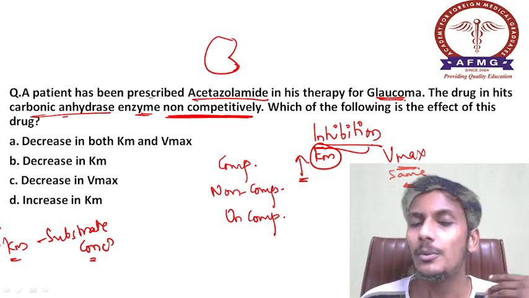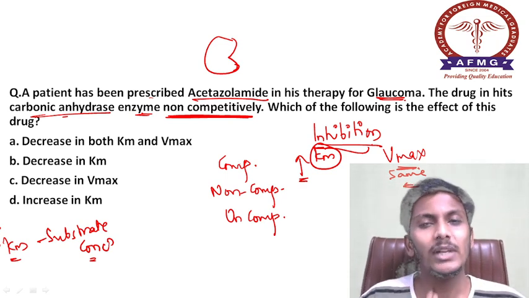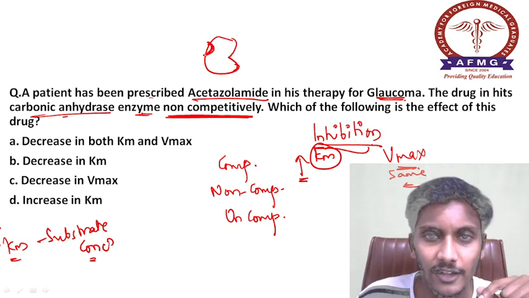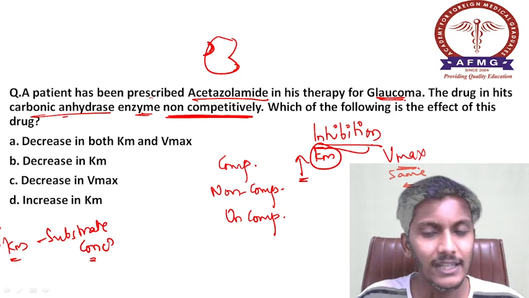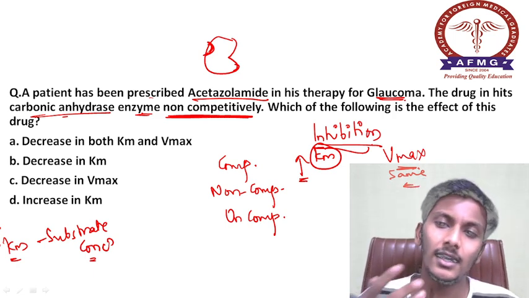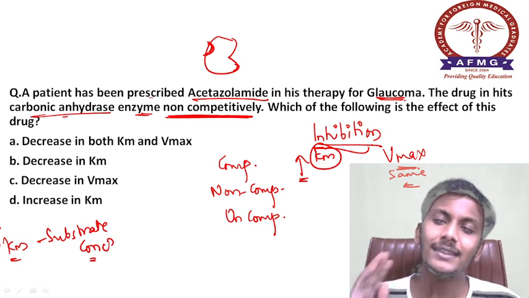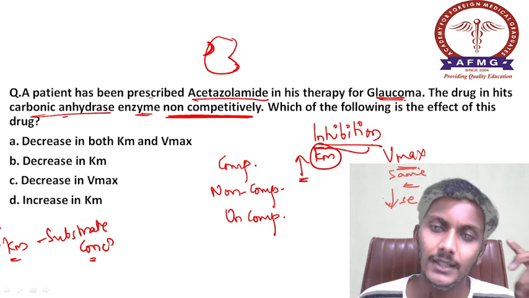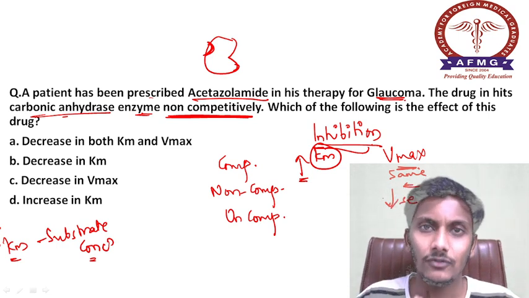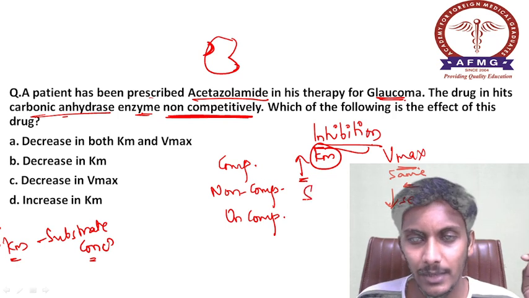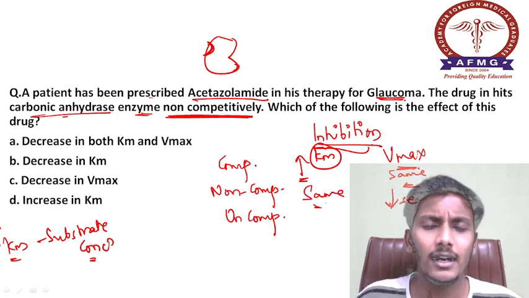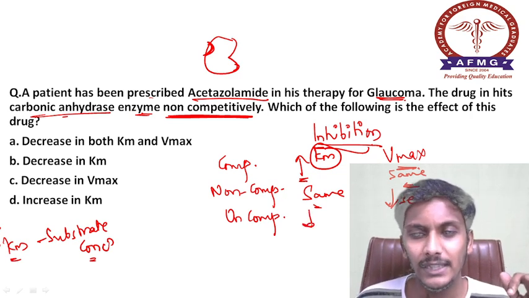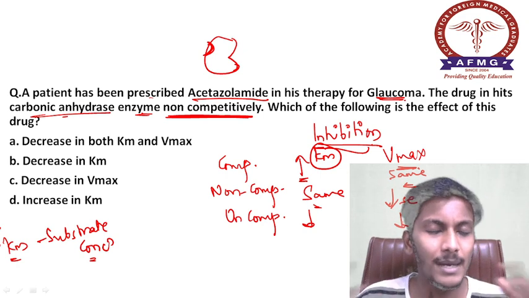In cases of non-competitive inhibition, what happens? Vmax is going to decrease in any case because there is a different site for the inhibitor to bind. So whatever you do, you increase the substrate concentration many folds, then also the Vmax is going to decrease because there is a different site to bind. Therefore, the Vmax decreases in cases of non-competitive inhibition, whereas the Km remains same because there is no use of increasing Km now. That is why. And in cases of uncompetitive inhibition, both of these decrease. That is, Km also decreases and Vmax also decreases.